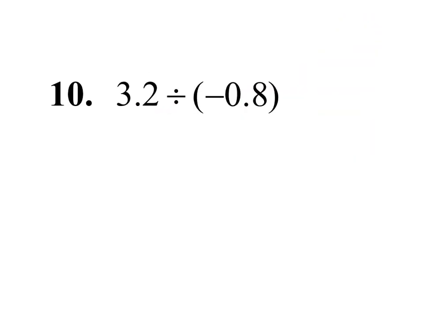So at number 10, we've got 3.2 divided by negative 0.8. In this case, they write them horizontally. So the first number is going to be our dividend. That's the number that's being divvied up, or divided up between your friends. The second number is your divisor. The divisor is the number that's doing the dividing. Let's rewrite this with the little house thing.